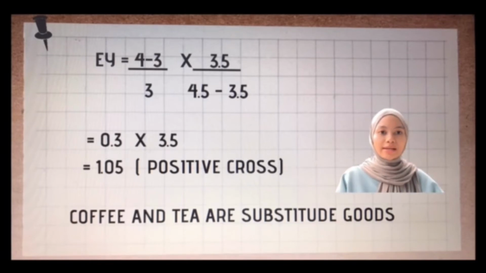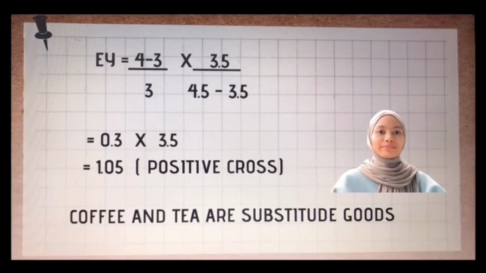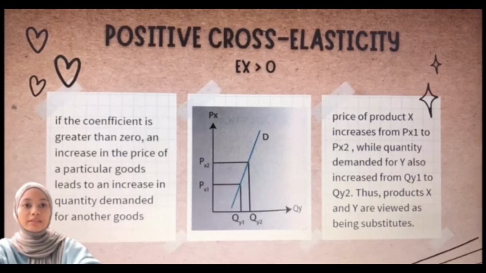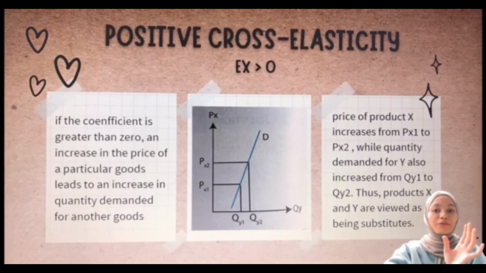If we look at the answer, it's actually a positive cross, so coffee and tea are substitute goods. If the coefficient is greater than 0, it's a substitute good. In the graph we can see on the slide, the price of product X is increased from PX1 to PX2, while quantity demanded for Y also increased.